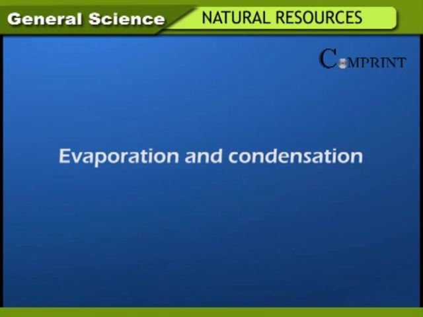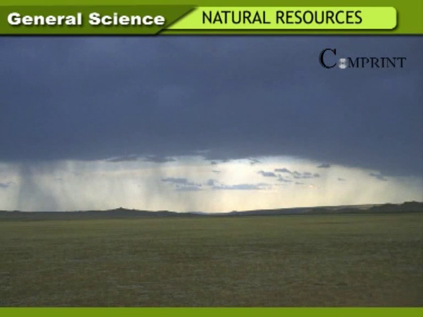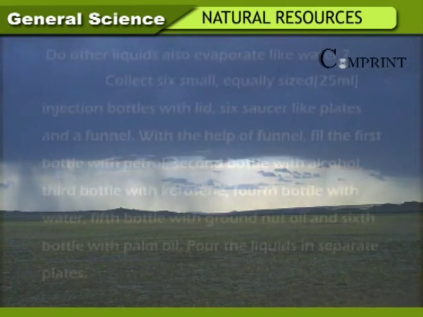Evaporation and condensation. Water sources like lakes, ponds, and wells are present in many places. In summer, the level of these sources gets reduced and some of them get totally dried up. In the same way, the water in seas, lakes, and rivers continuously enters the air. This is called moisture in air or humidity. This process in which water changes into vapor is called evaporation.